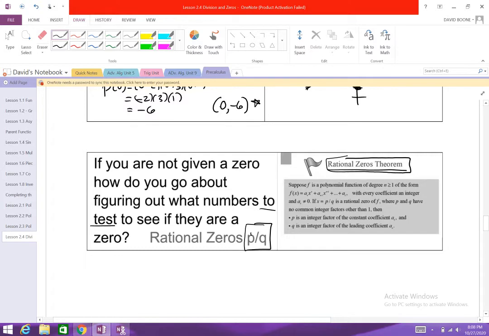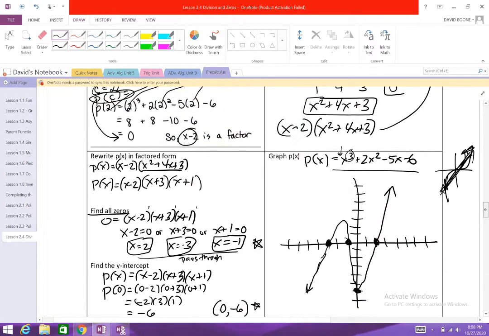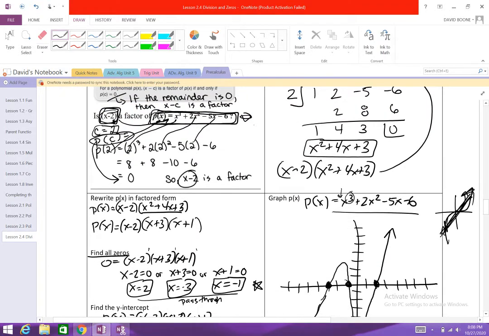But what the heck is the p and the q? The p value, where we get that from, is the constant coefficient. It's the constant coefficient, so that's the one without a variable. If I go back up to this previous problem, our constant coefficient here would be -6.